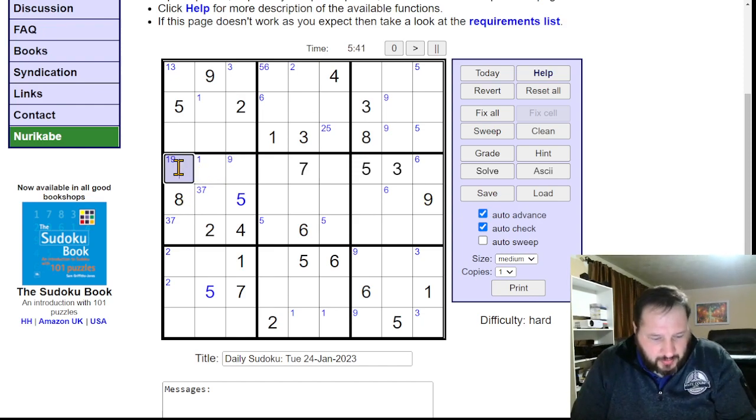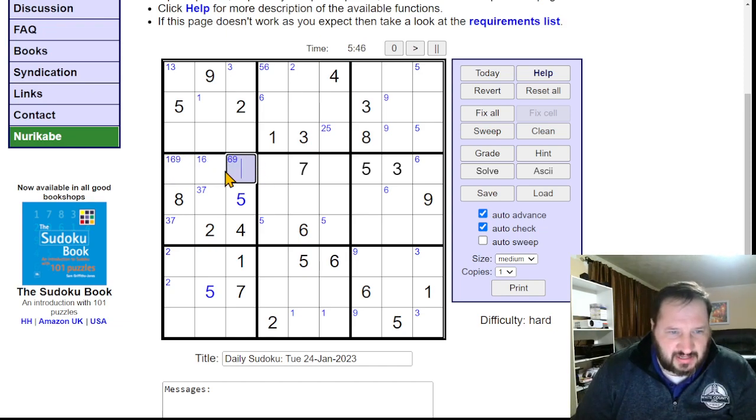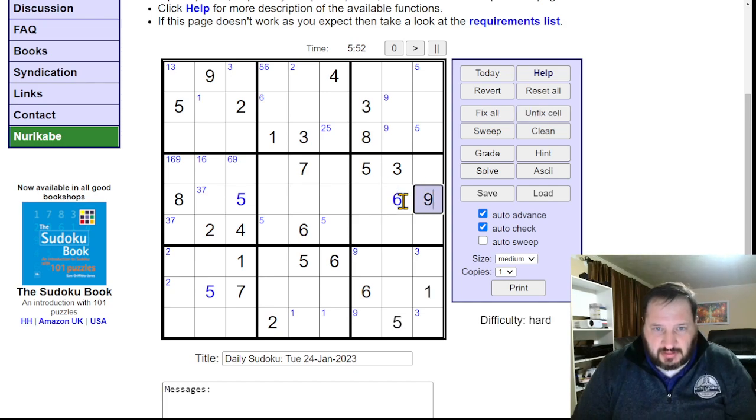And then let me go ahead and put my 6s in so I just don't forget them. So we have a 1, 6, and a 9. Now this 6 says can't have a 6 here. So this is actually the only spot left for our 6.